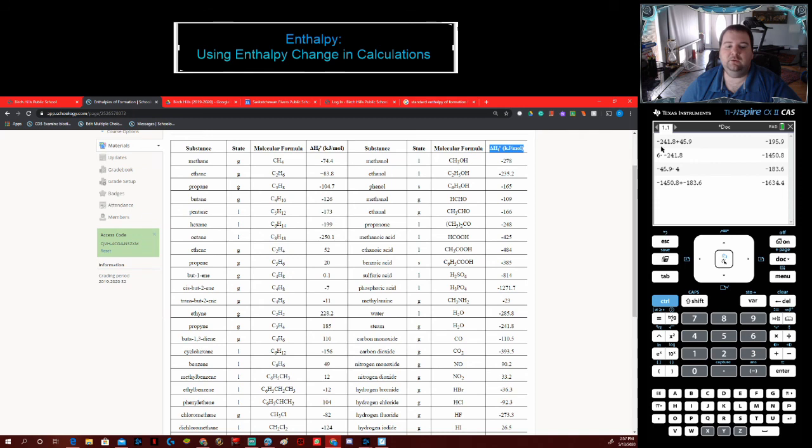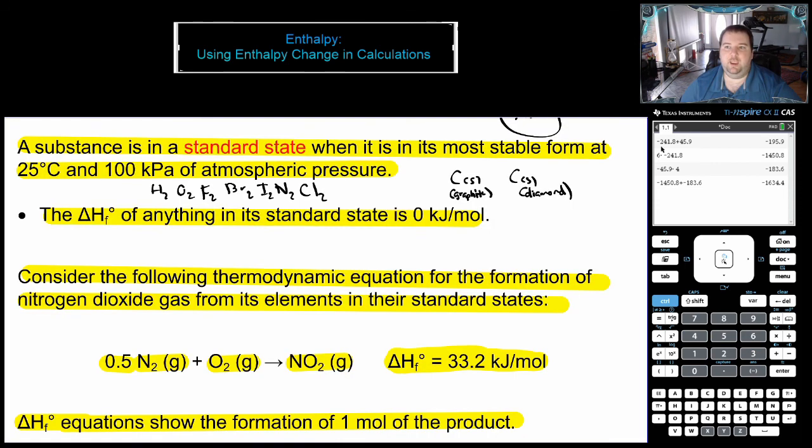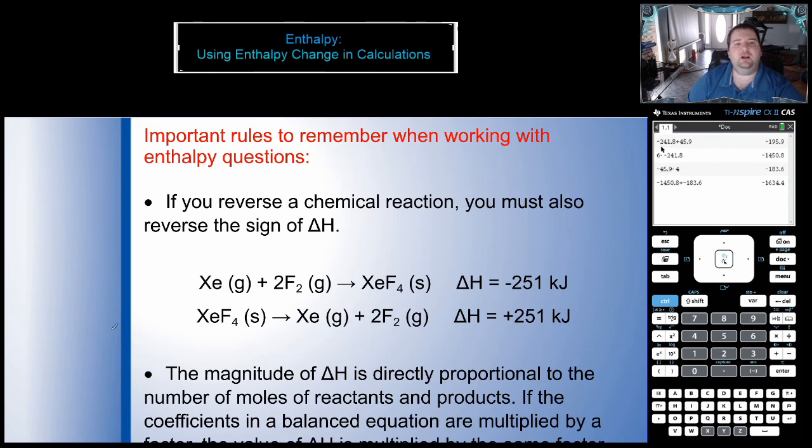So now we're going to go back to our Smart Notebook. Okay, and here we are. And you can see it's exactly the same. Nice. So that's how these are found. They make equations and then they calculate the heat of formation for them. Let's talk about some important rules that we need to know when we're working with enthalpy questions.